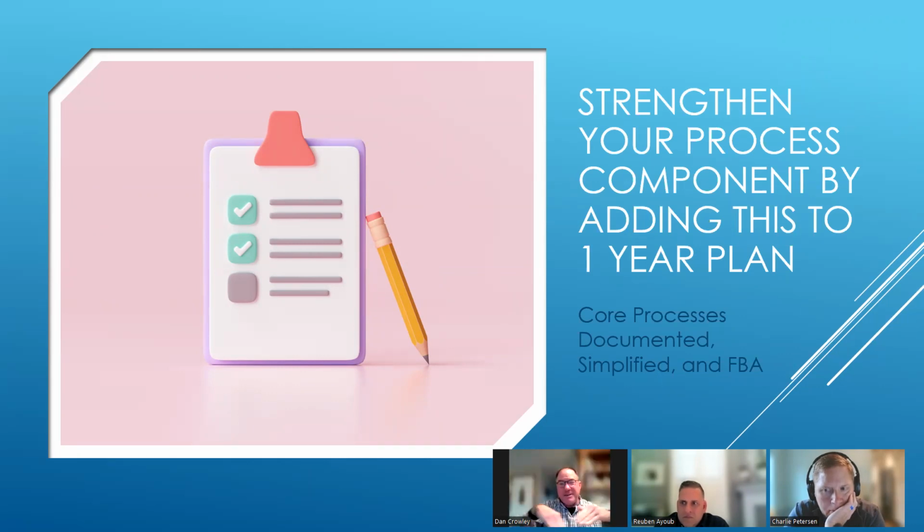So if you think about your annual planning, you have your financial goals and your metrics, but then you get into, what do I want to have accomplished by this time next year? So they're saying, use the phrase, core processes are documented, simplified, and FBA.